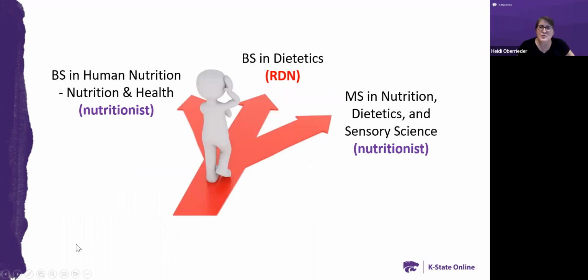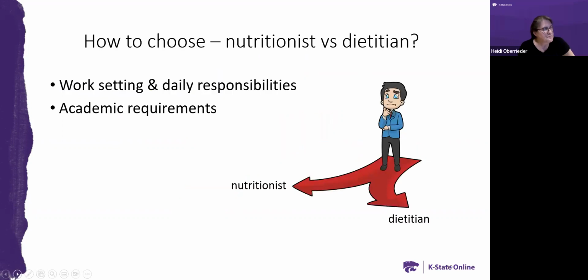Okay, so how do you decide which way to go? Well, this is back to that slide I showed earlier, and you'll see that I put nutritionist under both the BS in human nutrition, but also the MS in nutrition, dietetics, and sensory science. So even though the word dietetics is in this master's degree, in and of itself it will not make you eligible to earn that credential. You have to start with the BS in dietetics, but dietitians now are going to have a master's, and so some of our students stay and do our master's to check that box in the process. So we'll talk more about all these options as we move along.